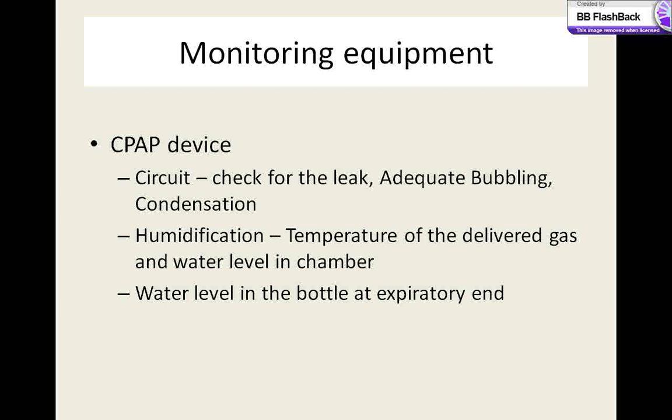Little condensation in expiratory limb should not cause any concern. Bubbling in the bottle should be monitored to assess adequacy of the flow. Absence of bubbling suggests leak in the circuit or inadequate flow.